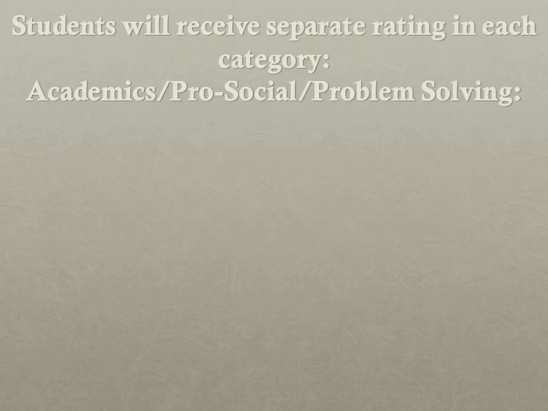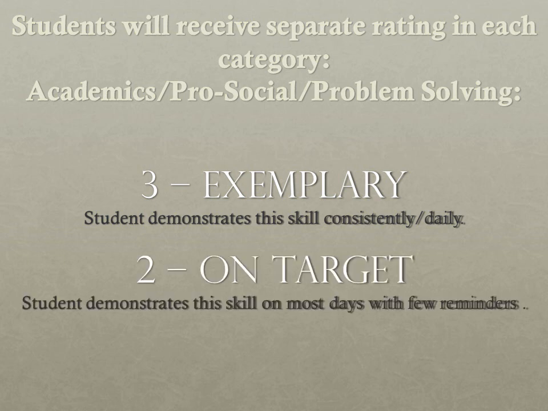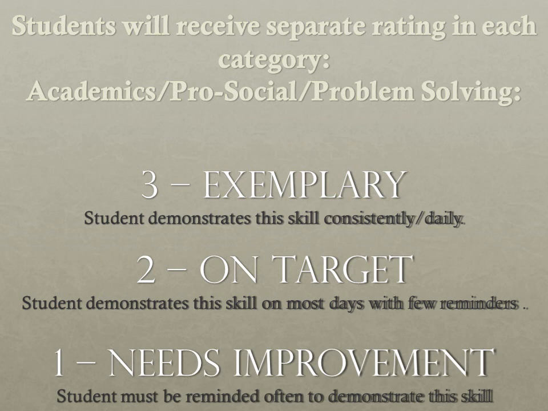A student will receive a separate rating in each category: academics, a separate rating for pro-social, and a separate rating for problem solving. This is ranked on a scale of 3 to 1. 3 means that the student is exemplary. The student demonstrates this skill consistently every single day. A 2 would mean the student is on target. The student demonstrates the skill on most days, but does require a few reminders. And a 1 would mean that a student must be reminded often to demonstrate this skill.